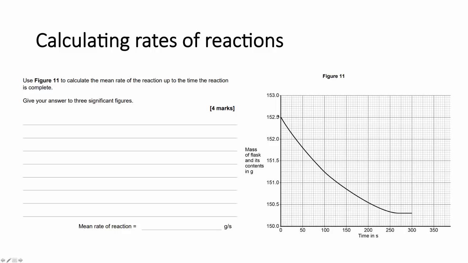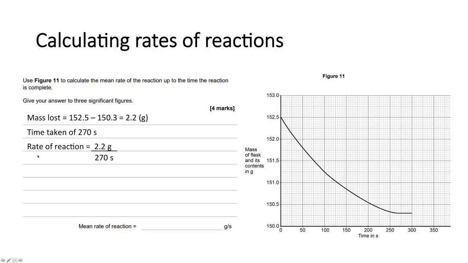And then, as we saw in the previous definition of rate, we're going to take the change in the mass. So it's 152.5, take away 150.3. So the mass loss, or the difference in mass, or the change in mass, is 2.2 grams. And the time taken is from when the reaction stopped, when the line no longer decreased, and that was 270, and it started at 0 seconds. The difference in time taken is 270 seconds.